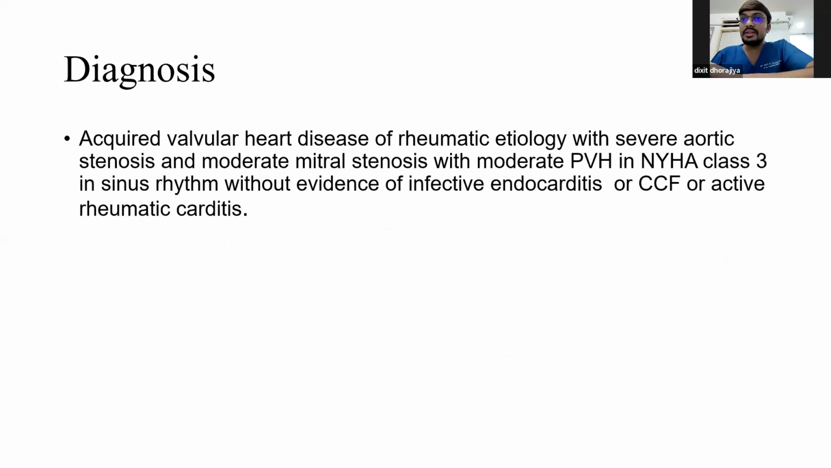Sir, my probable diagnosis is acquired valvular heart disease of rheumatic etiology with severe aortic stenosis and moderate MS with moderate PAH and moderate PVH in NYHA class 3. You haven't mentioned PH, you have only mentioned PVH. So you have typographically omitted, let's assume. So PVH and PH both are moderate. Yes, sir. Moderate, okay? In sinus rhythm without evidence of infective endocarditis, congestive heart failure, or active rheumatic carditis, sir.